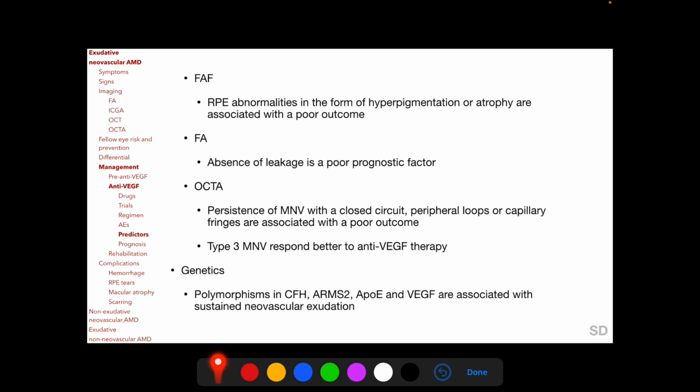Certain OCTA markers such as closed circuits, peripheral loops, or capillary fringes are associated with a poor outcome, and as we have discussed, type 3 MNV responds better to anti-VEGF therapy as compared to types 1 and 2 MNVs. And polymorphisms in CFH, ARMS2, ApoE, and VEGF genes are associated with sustained neovascular exudation and a poor final outcome.